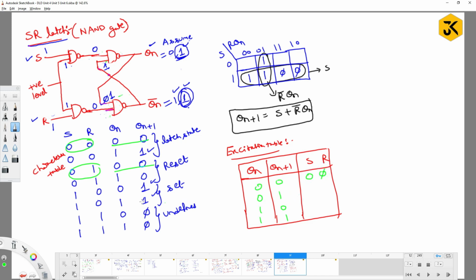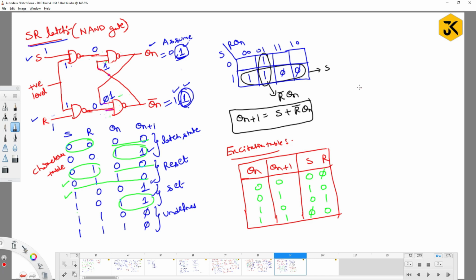Similarly for 0 1, you are going to get 1 0. For 1 0, you are going to get 0 1. Very good. And for 1 1, you are going to mention this one and these two. You can define it as 0 0 and 1 0. I can write it as don't care and 0. This is the excitation table.